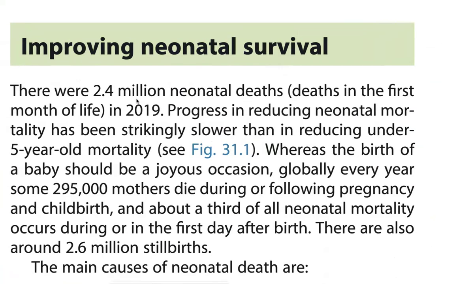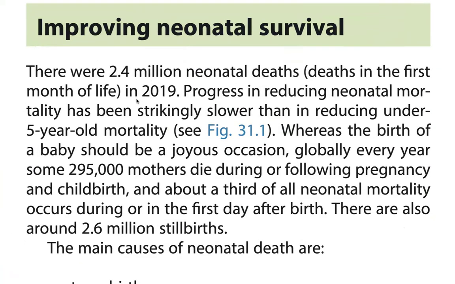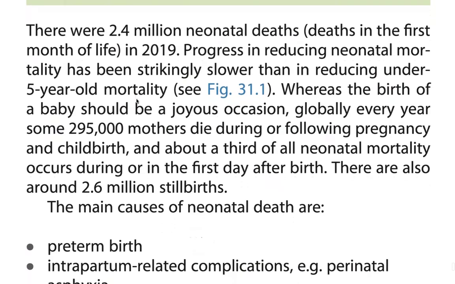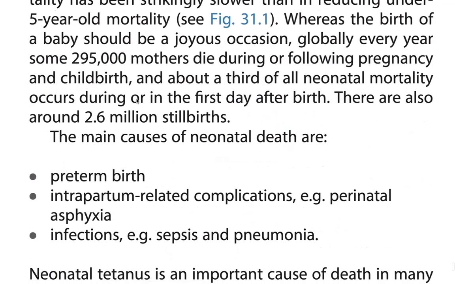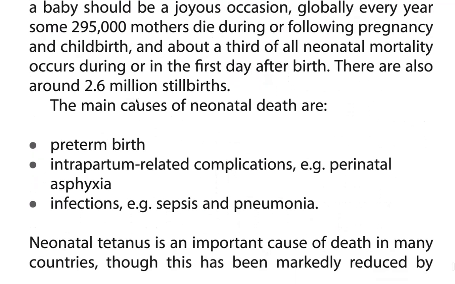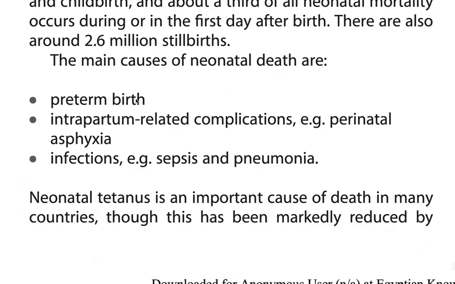Improving neonatal survival: there were 2.4 million neonatal deaths in the first month of life in 2019. Progress in reducing neonatal mortality has been strikingly slower than in reducing under 5-year-old mortality, whereas the birth of a baby should be a joy. Some 295,000 mothers die during or following pregnancy and childbirth every year, and about a third of all neonatal mortality occurs during or in the first day after birth. There are also around 2.6 million stillbirths. The main causes of neonatal death are preterm birth, intrapartum related complications, perinatal asphyxia, and infectious sepsis and pneumonia.